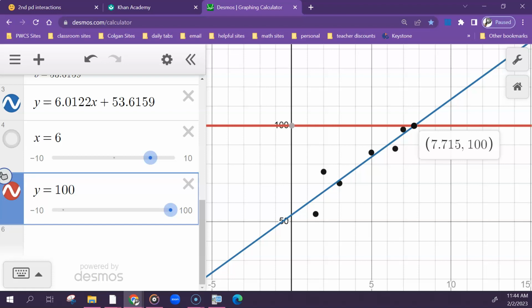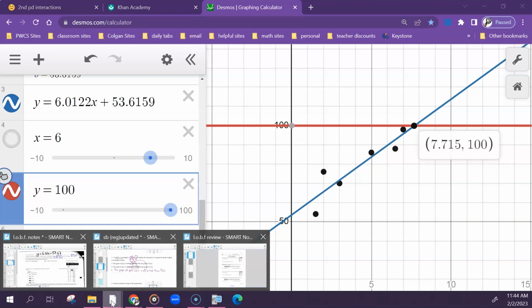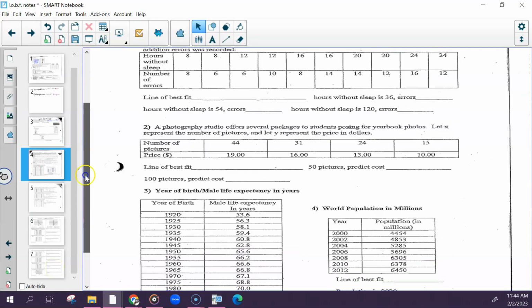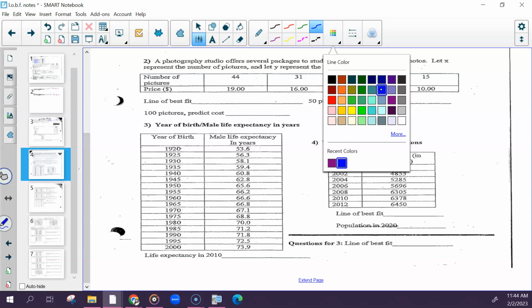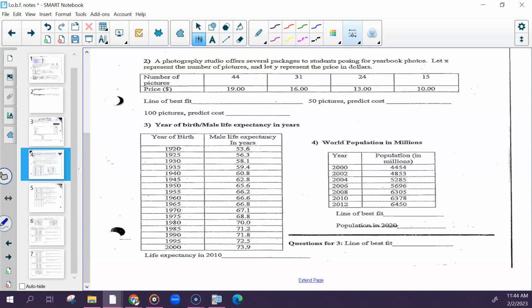So we're going to skip to the next page. I'm going to do 3 and 4 at the bottom because these are a little different. When you have years, you have to change your graph a little bit or change your table a little bit. Whatever the first year is, no matter what year it actually says, you're going to change it to be 0. Every year after that is how many years has it been since the first year?